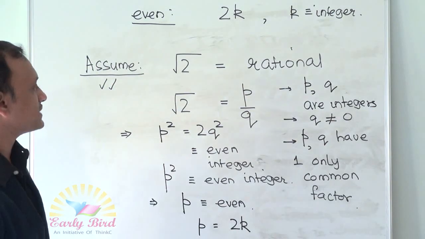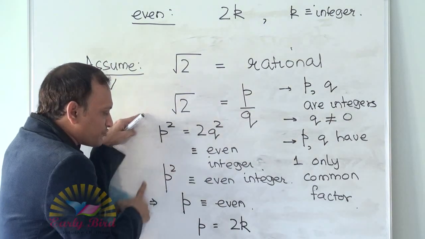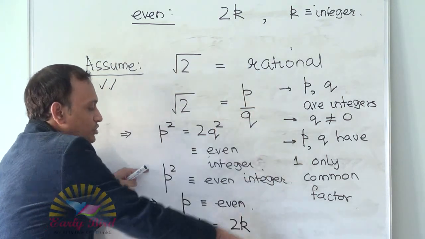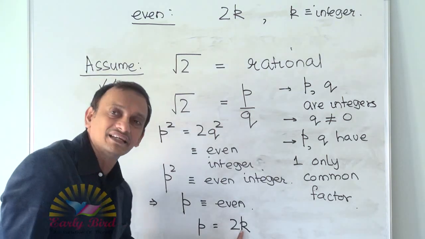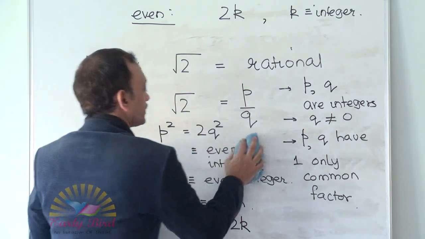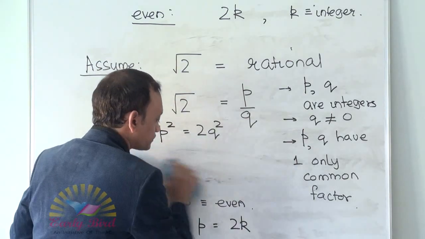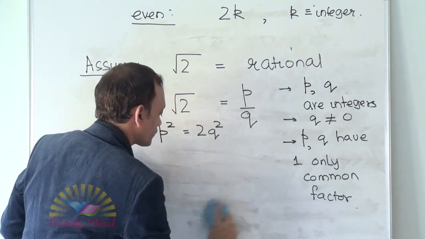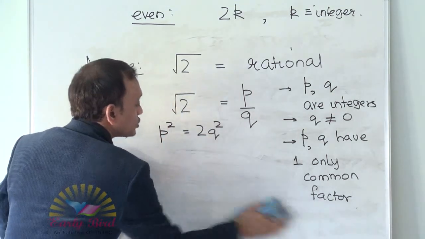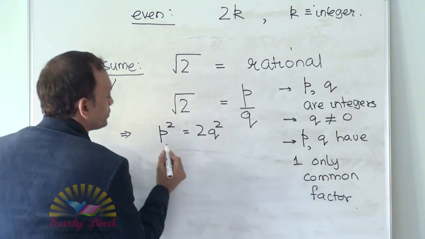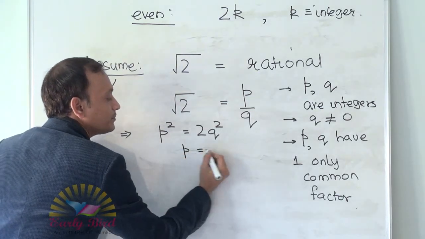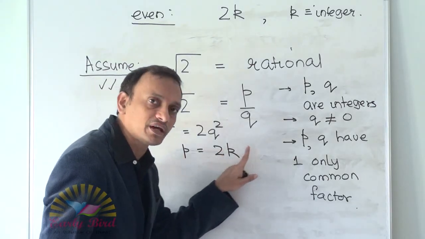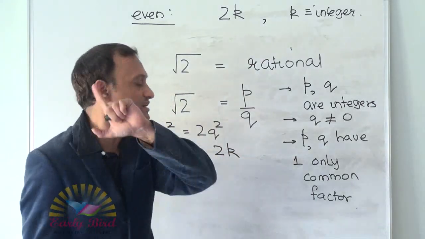Now, having said this, can I remove the clutter from here, just to create room for you? So p is an even integer. If p is an even integer, p could be written as 2 times k, where k is another integer.